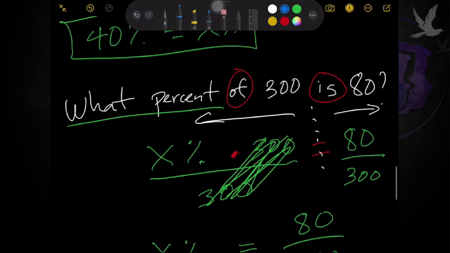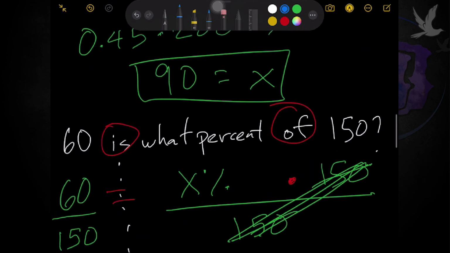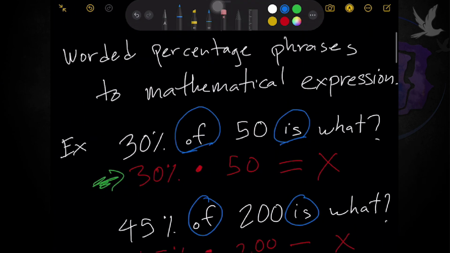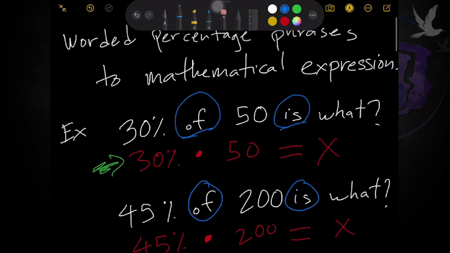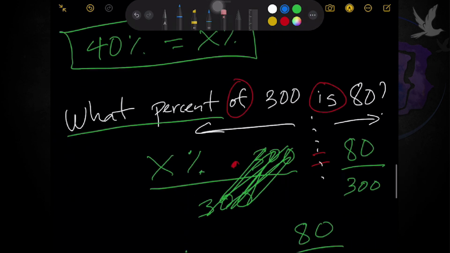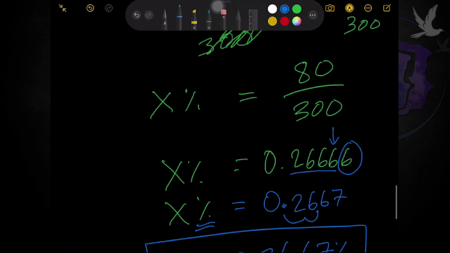That is how you basically solve worded percentage phrases by converting them to mathematical expressions. Identifying the clue words, the of and the is, and then from there, you'll be able to solve it. So that's basically it for today.